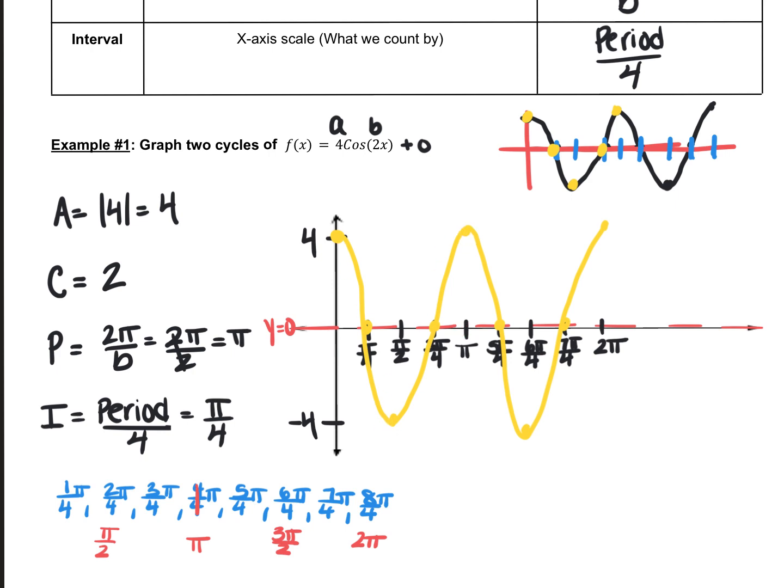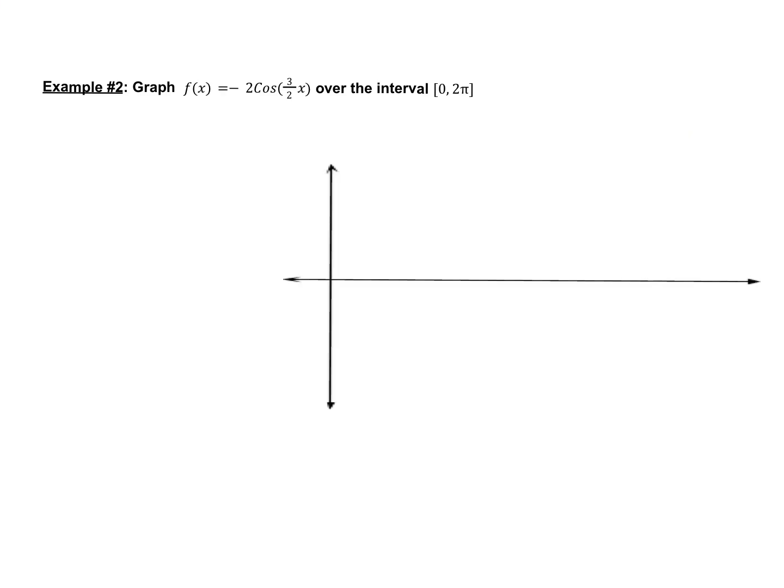All right, let's try another one. Okay, so this one asks us to graph a negative cos, negative 2 cos 3 over 2x, over the interval from 0 to 2 pi. So let's first graph one cycle of a negative cos. Remember, negative cos starts at the minimum and goes up, up, down, down. Looks like a mountain. So these are the points that we need. So first we need our A, our C, our P, and our I.